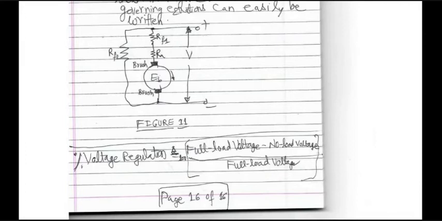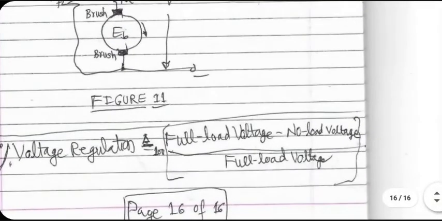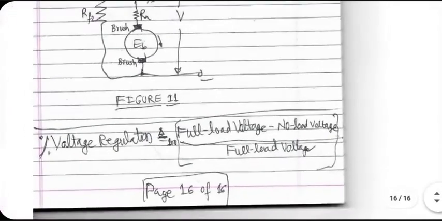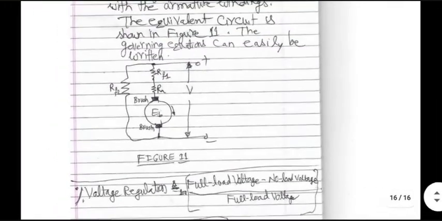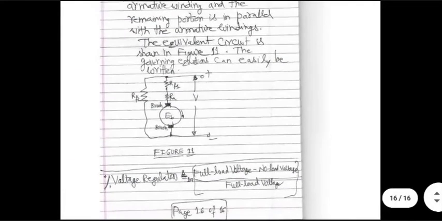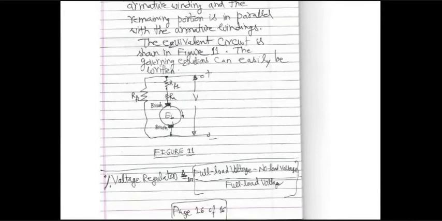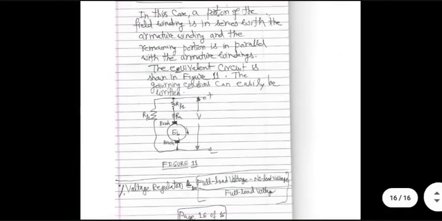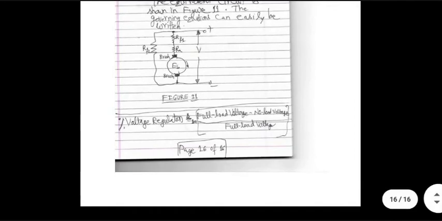Maybe we should put a minus sign outside the bracket here, because no load voltage will generally be higher compared to full load voltage. But anyway, it is the magnitude that I'm really obsessed with. Typically, a voltage regulation of 5 to 10% is acceptable. More than that means you have to do something with your generator. Ideally, it should be zero. Ideally, no load voltage and full load voltage should be the same, but in practice, it's not possible. And this applies to all kind of DC generators, whether they are shunt wound, series wound, or compound wound.